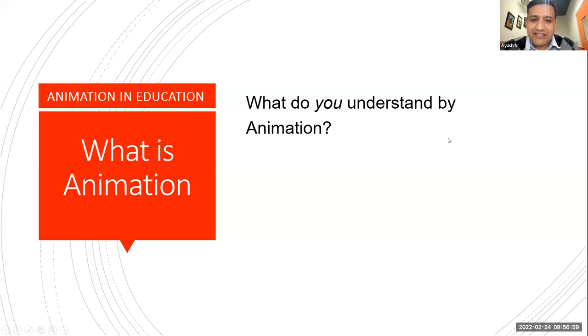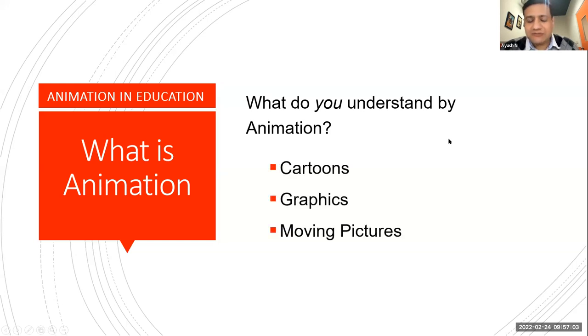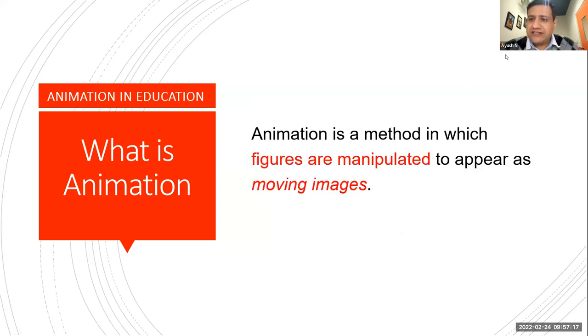So what is meant by animation is actually, a lot of people think that it is cartoons, it is graphics, and it is moving pictures, which is all correct. All of these things are correct, you know. But when you want to define something mathematically, precisely, then the definition of animation is, it is a method in which figures are manipulated to appear as moving images, right?